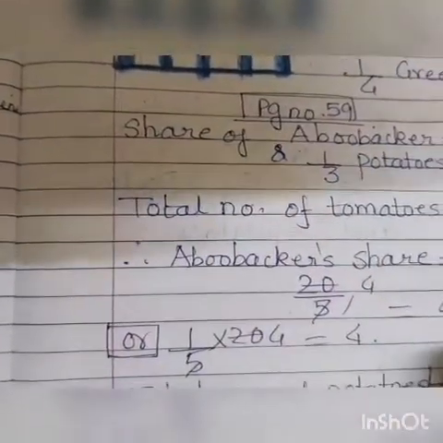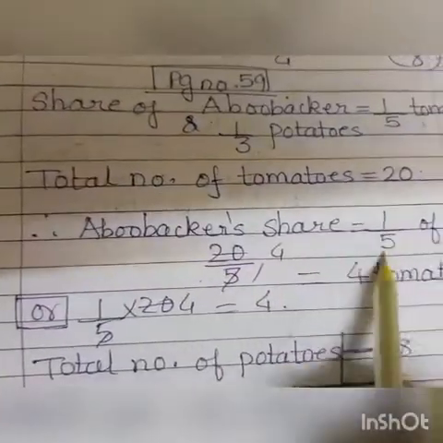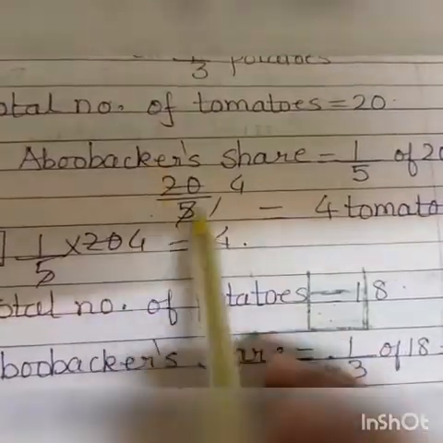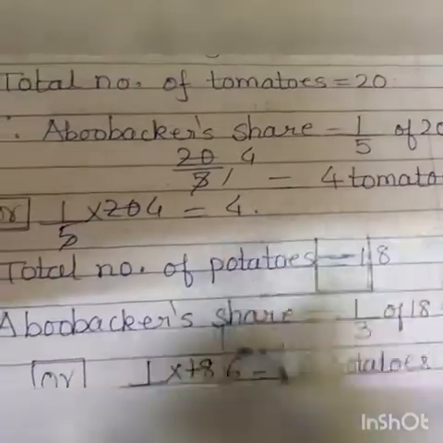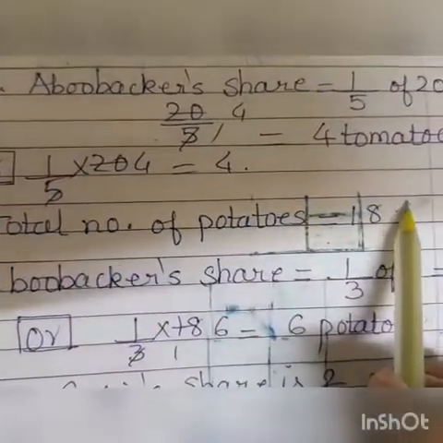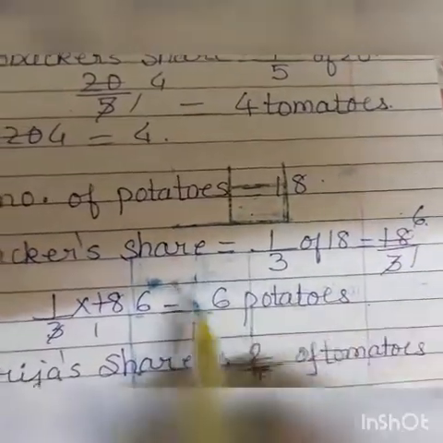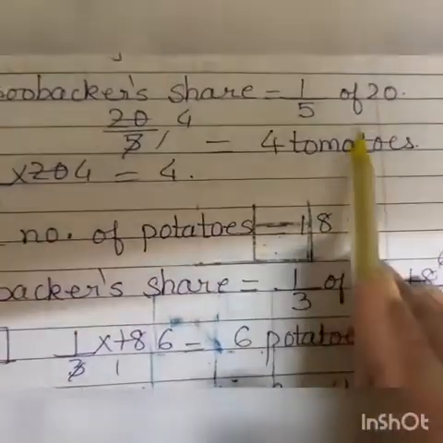So total number of tomatoes is 20 and Abu Bakr's share is 1/5 of 20, that is 4 tomatoes. He is going to get 20 divided by 5, that is equal to 4 tomatoes. Same way total number of potatoes is 18 and his share is 1/3 of 18, that is 18 divided by 3. He is going to get 6 potatoes and 4 tomatoes.